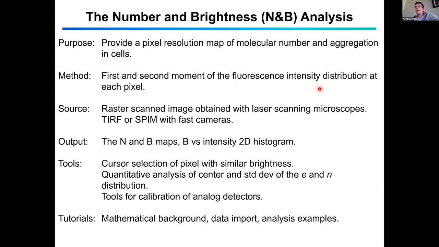So what you get are number and brightness pixel-by-pixel maps. Then you can use cursor analysis, where you select certain regions of the cell and ask what the oligomerization state is. Or you can, in the N versus B plot, select, for example, the dimers and then highlight them in the cell.